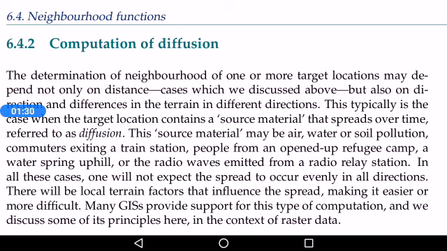It may be how the water is flowing in all directions from a spring, water spring, or how the radio waves are traveling in all directions. So we can expect these things to spread in all directions, but it is not necessary that they spread evenly in all directions. So there will be some local terrain factors that will influence how these source materials are spreading, whether it is easier for it to spread or it is difficult. It all depends on the terrain characteristics.